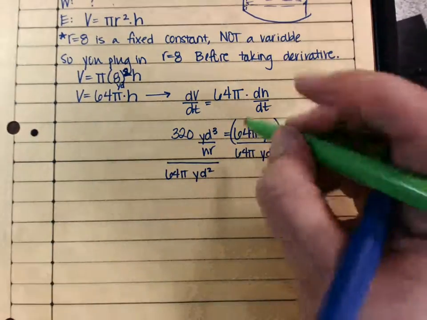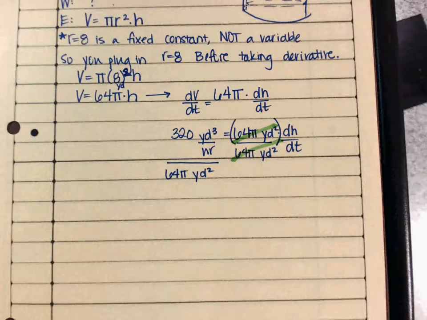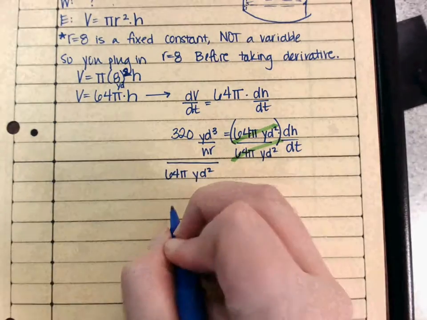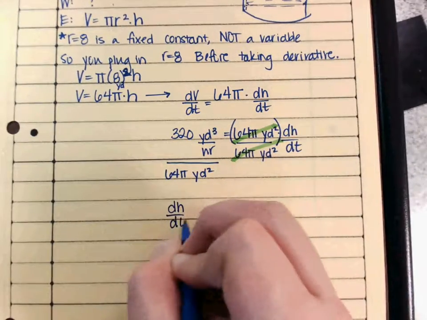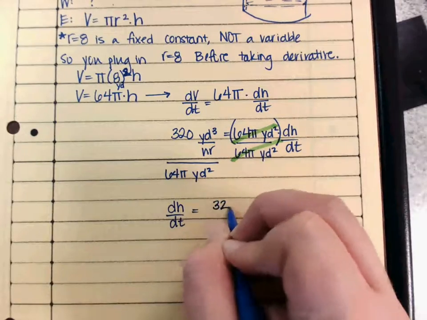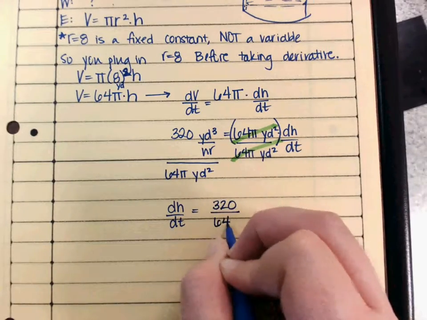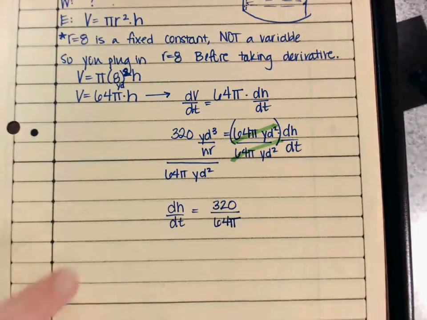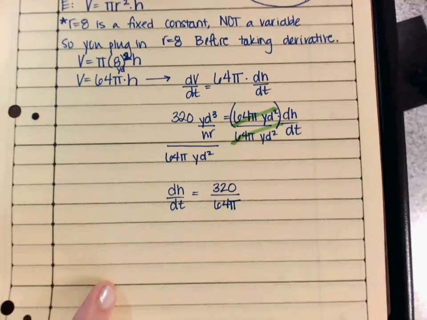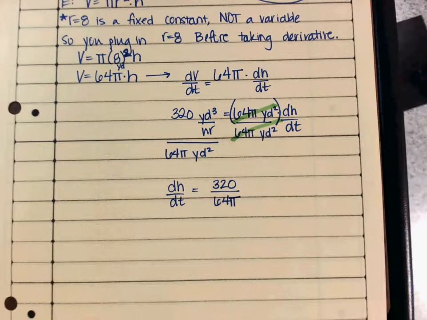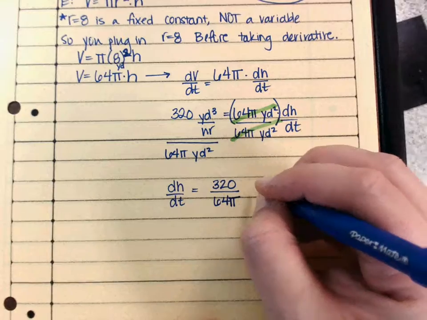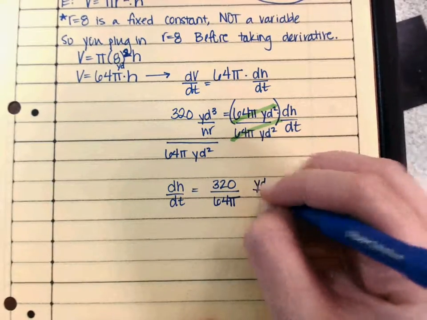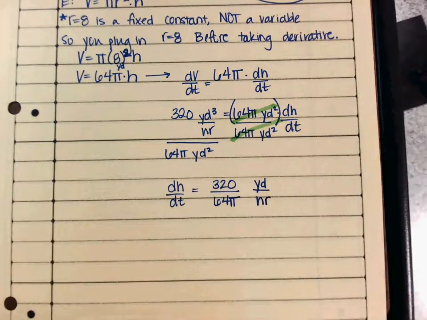These guys are going to cross out. dh dt equals 320 over 64 pi. Now let's talk about our units. I had yards cubed. I divided by yards squared. What would the result be? Yards per hour. And if I'm measuring the height of grain in the silo, would that be correct? Yes.